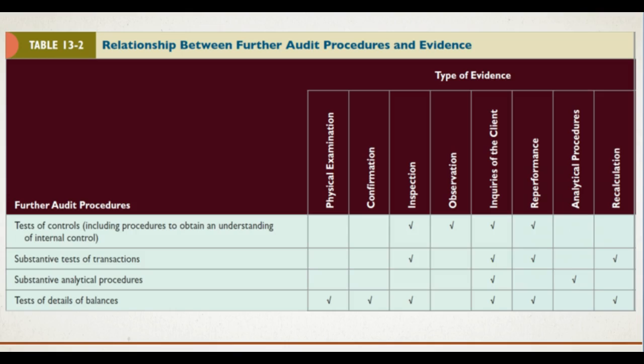Inquiries of the client are made for every type of test. Inspection is used in every type of test except substantive analytical procedures. Reperformance is used in every type of test except substantive analytical procedures. The auditors may reperform a control as part of a transaction walkthrough or to test a control that is not supported by sufficient documentary evidence. Recalculation is used to verify mathematical accuracy of transactions when performing substantive tests of transactions, and account balances when performing tests of details of balances. You can find Table 13-2 on page 415 of your textbook.